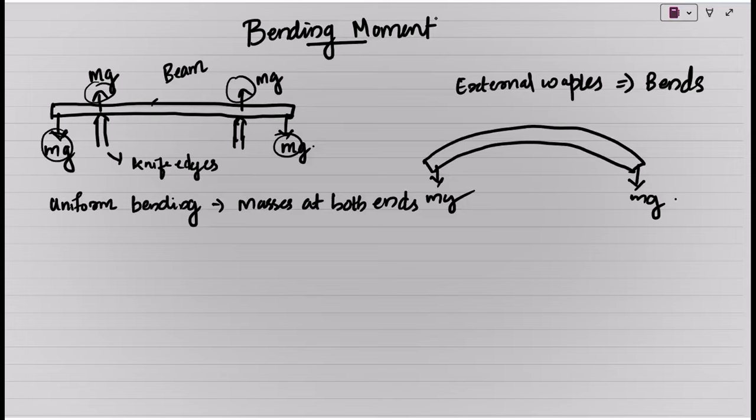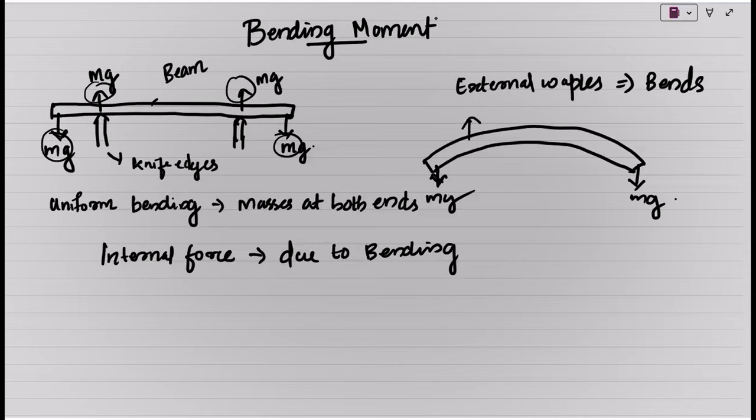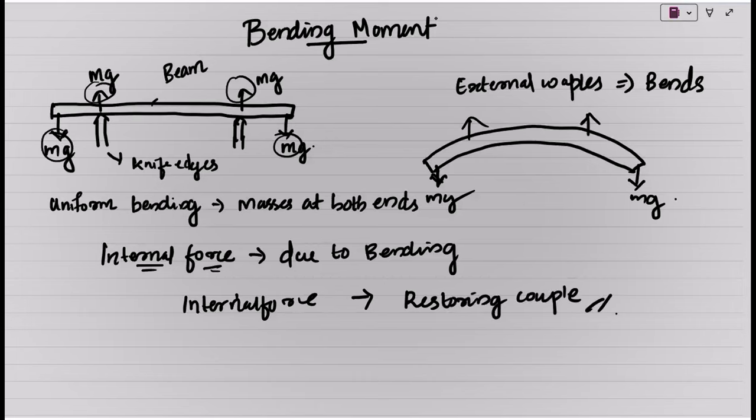On bending, some internal forces are created. That is, the internal force is developed due to bending. Since there is an external couple, there is also an internal couple, that is, an internal force developed due to bending. This internal force gives rise to the restoring couple.